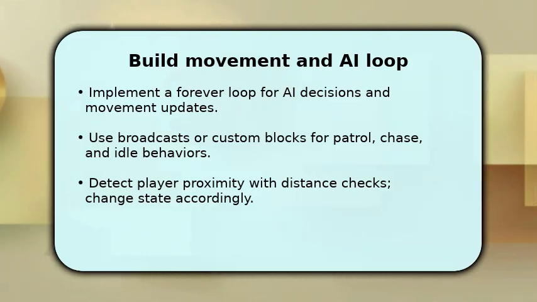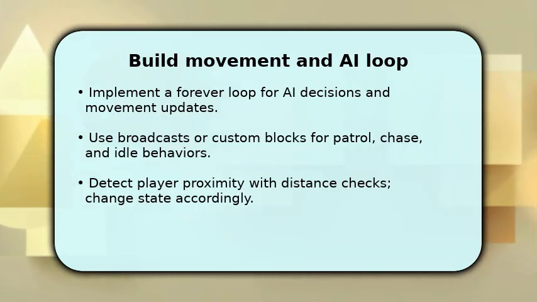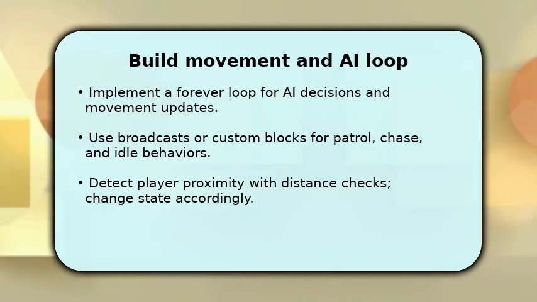Use distance checks to the player's sprite. If closer than a threshold, switch to chase, otherwise patrol or idle. Make sure to update X and Y gradually using speed, and flip costumes for walking. This keeps motion smooth and predictable while simplifying debugging.